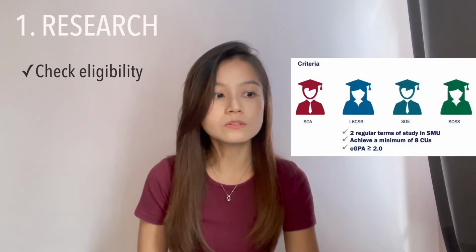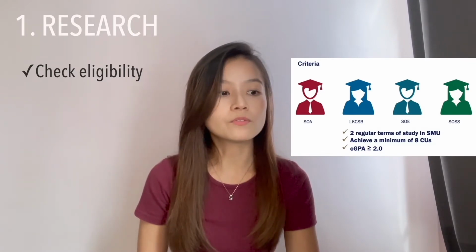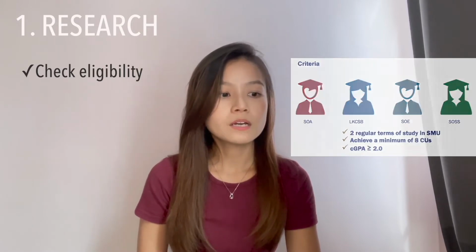So before the application process starts, you have to do a bit of research. And first things first, you have to check whether you're eligible to apply for the program. So in the case of SMU, for most faculties, you need to have at least 2 regular terms of study in school, achieve a minimum of 8 CUs, and have a cumulative GPA of more than or equal to 2 out of 4. And this is, as I said, for most faculties like social science, business, and econs. For other faculties like law, I think they require at least 4 terms. So do check on OASIS if you're eligible for the international exchange program.